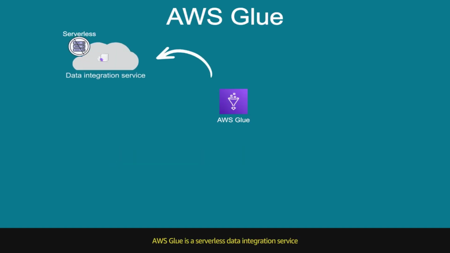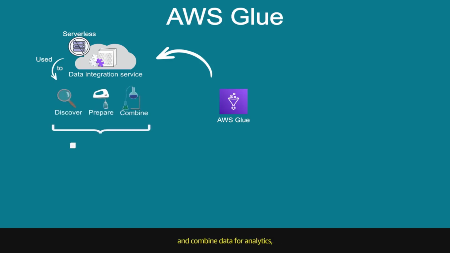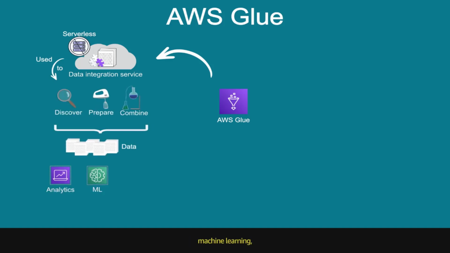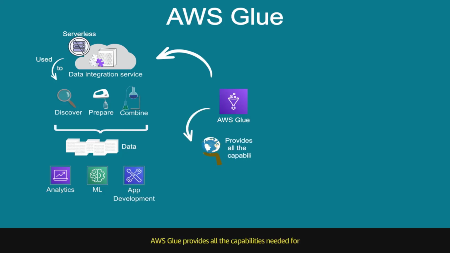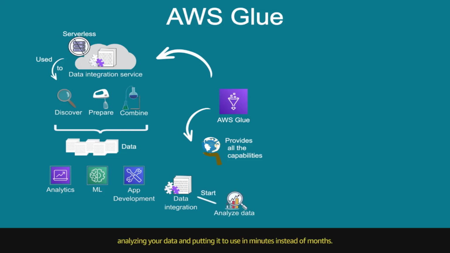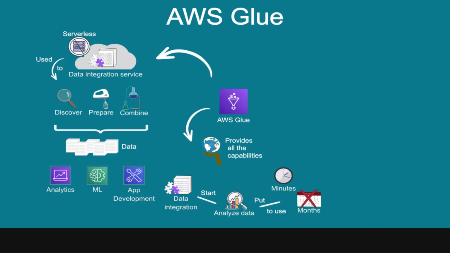AWS Glue is a serverless data integration service that can be used to discover, prepare, and combine data for analytics, machine learning, and application development. AWS Glue provides all the capabilities needed for data integration so that you can start analyzing your data and putting it to use in minutes instead of months.